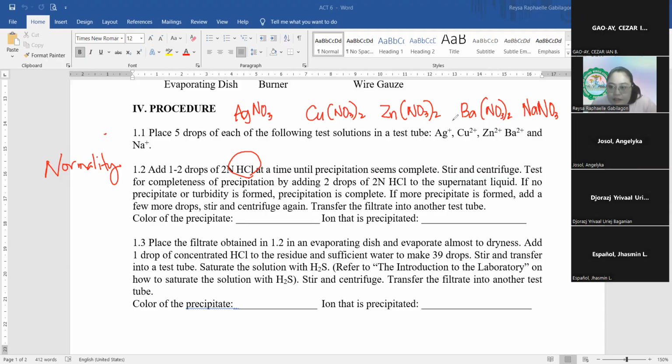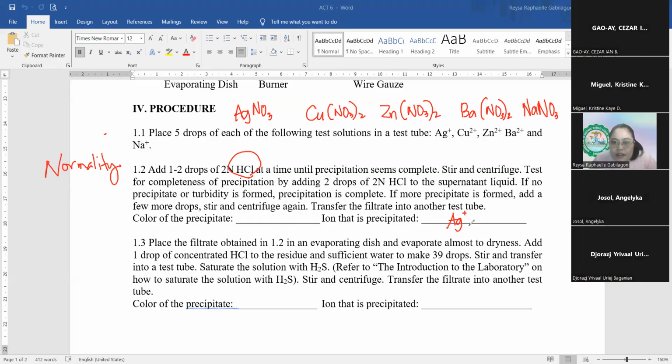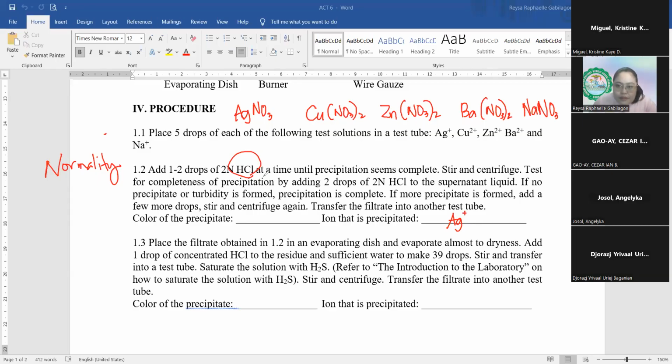Yes, Cesar. Silver, ma'am. Okay, silver. So the first ion that precipitated was silver. What was the color of the precipitate? Anyone? Yes, Christine. White, ma'am. Okay, white. Very good.